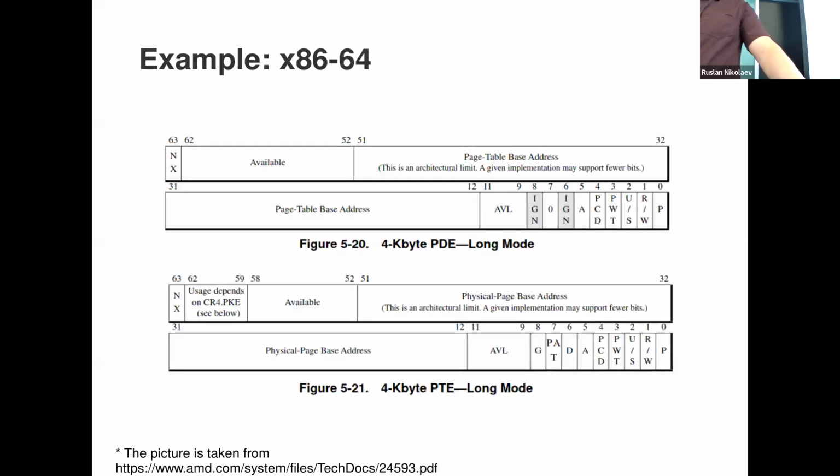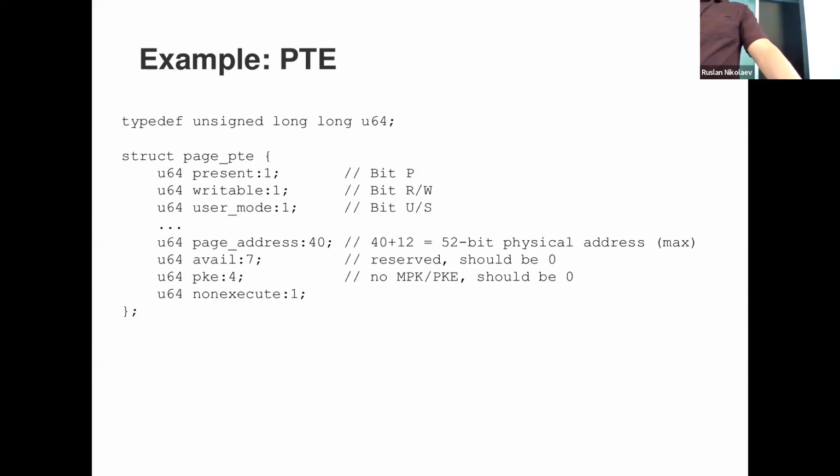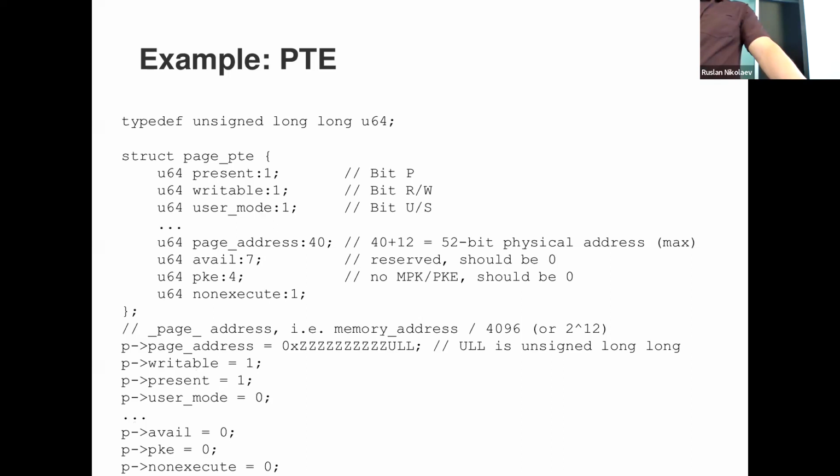Okay, so this is just different levels, and you can look at these bits in more detail. But let us take a look at the actual implementation. Recall that we can define a page table entry as a bit field, like present bit, writable, user mode, page address. And then we can initialize these bit fields as though they were separate structure variables.